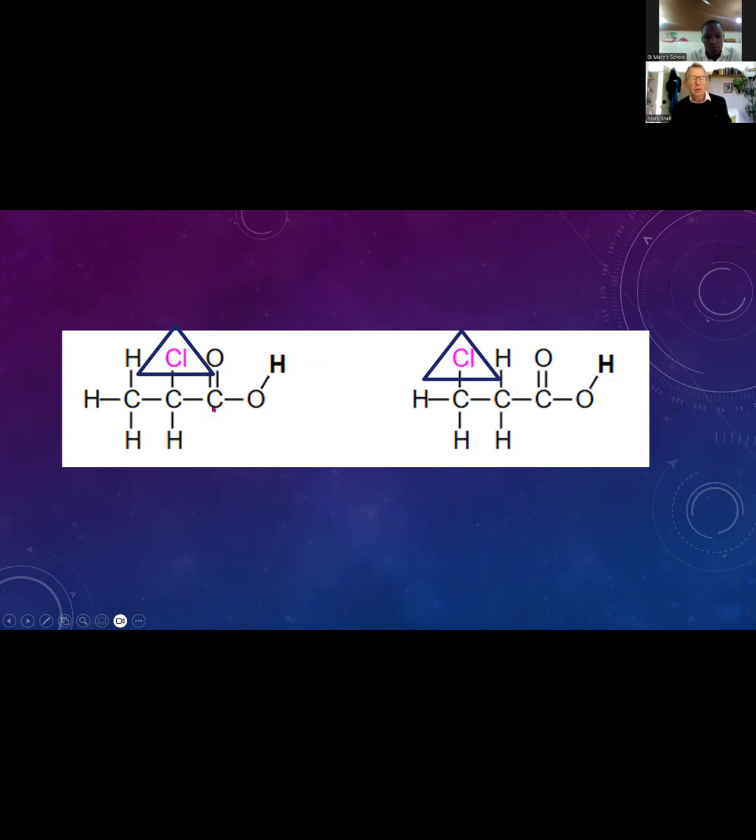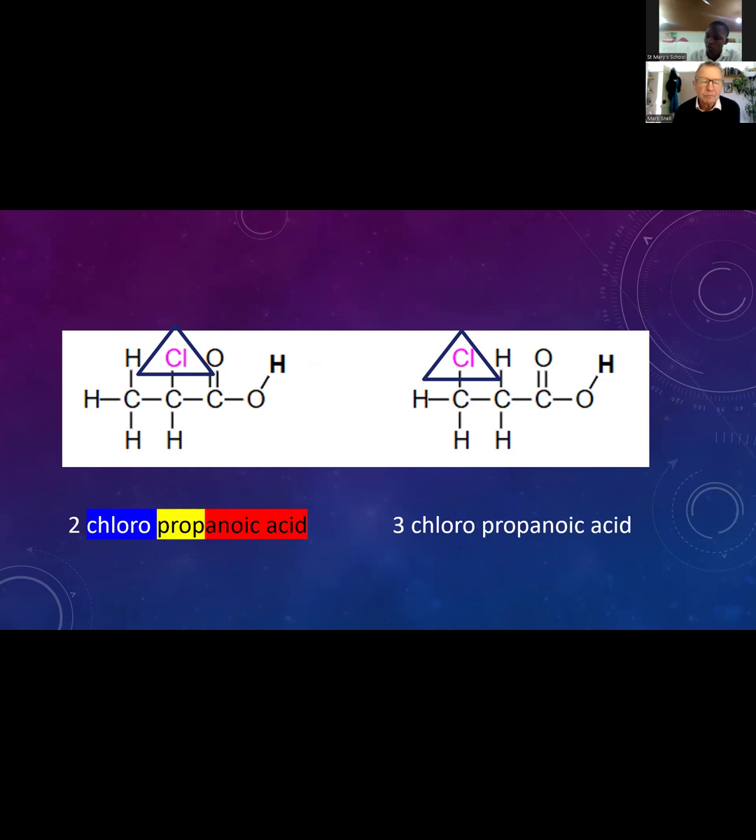That means that the one on the left is called 2-chloropropanoic acid. I've put it in the colors that I was using for the functional group, the longest chain, and the substituent. There's the circle I would draw. Here's the rectangle, and there's the triangle. That means that this one, you might be tempted to call it 1-chloro, but it's not. We have to number from this end, so it's 3-chloropropanoic acid.